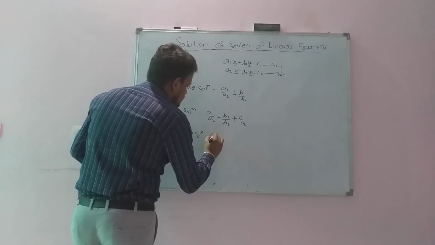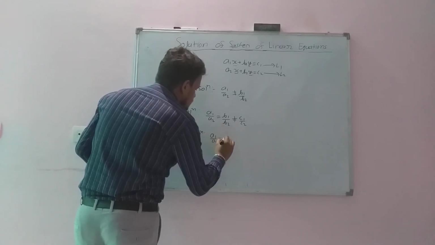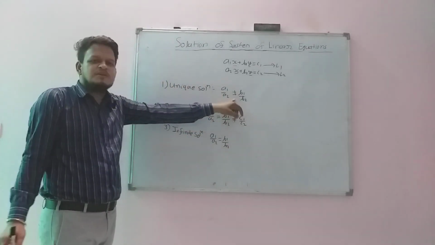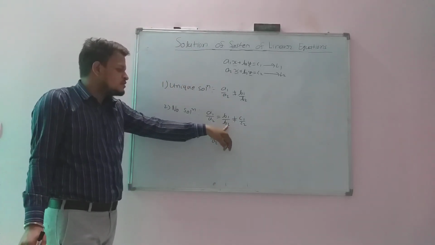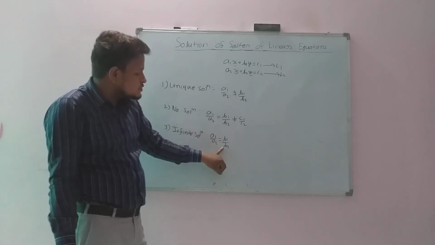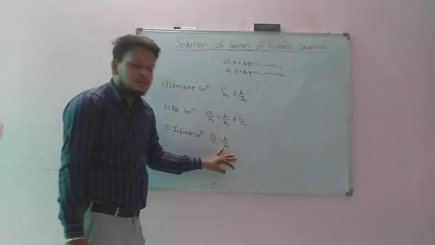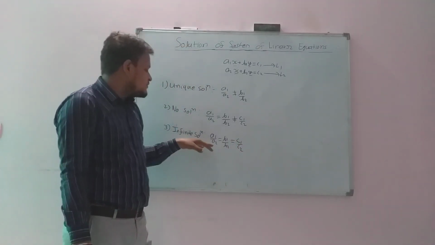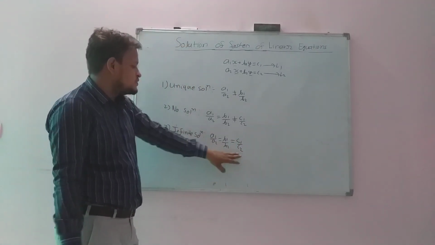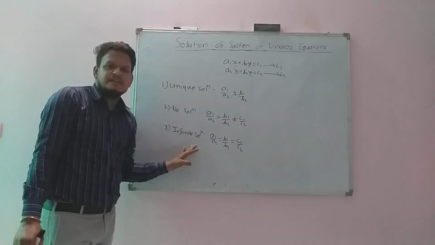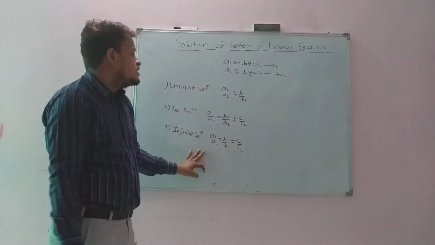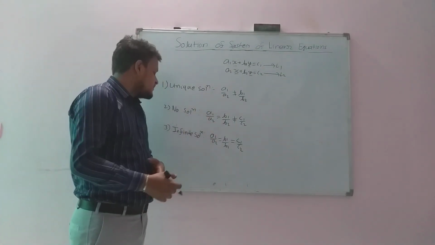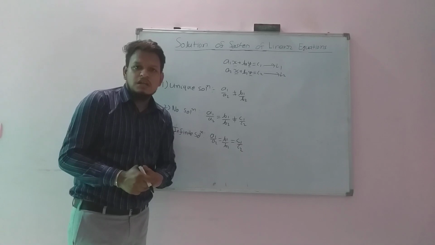Infinite solution: a1 upon a2 is equal to b1 upon b2. See, in this case a1 upon a2 is not equal to b1 upon b2. In this case a1 upon a2 is equal to b1 upon b2, but not equal to c1 upon c2. So if the value of a1 upon a2 is equal to b1 upon b2 is equal to c1 upon c2, then we get an infinite solution. Okay, so this is the hard and fast rule to check whether the solution is unique, infinite or no solution.